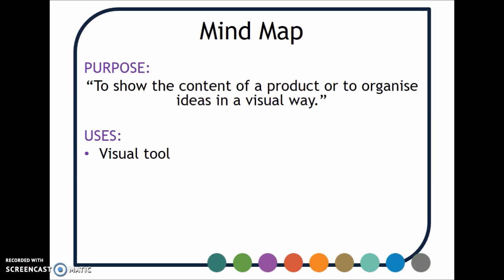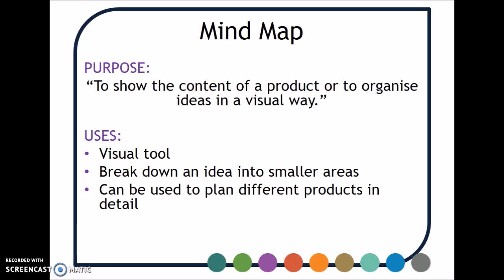Again, it's a visual tool and it breaks down ideas into smaller areas. So for example, if you were going to have a website, you might have a node that says branches, and then a node that says images, and then go on from there to say images of wind turbines, boxes for recycling, the bands, etc. It can be used to plan different products in detail.